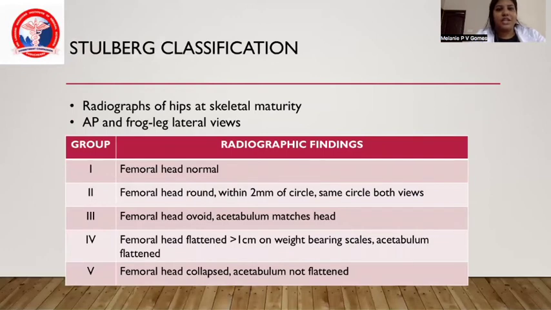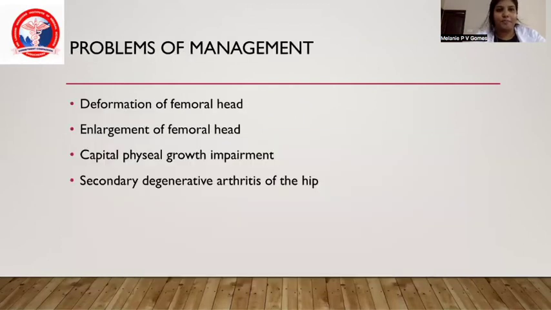Stulberg's classification. Radiographs of the hips at skeletal maturity, AP and frog lateral views. This is again classified into groups. Group 1, the femoral head is normal. Group 2, the femoral head is round within 2 mm of the circle, same circle in both views. Group 3, the femoral head is ovoid, acetabulum matches the head. Group 4, the femoral head is flattened more than 1 centimeter on weight-bearing scales, acetabulum is flattened. And in Group 5, the femoral head is collapsed, acetabulum is not flattened.